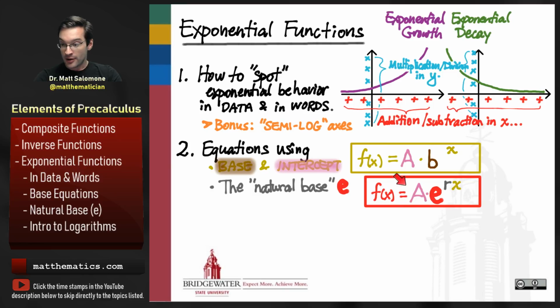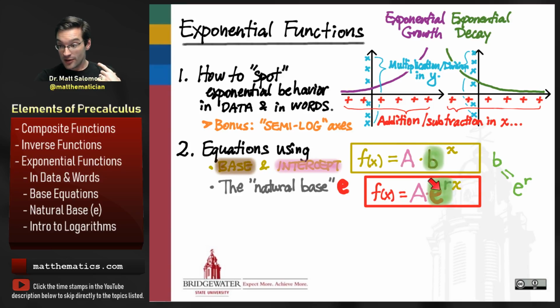And this a out here in the front still corresponds to the intercept of that equation. So these are two different types of formulas that we can use to represent exponential behavior. And these two are very closely related one to another, right? If you look closely, you see that the only difference between these two equation types is that where one of them has the base directly written as b, the other one has e to the r.